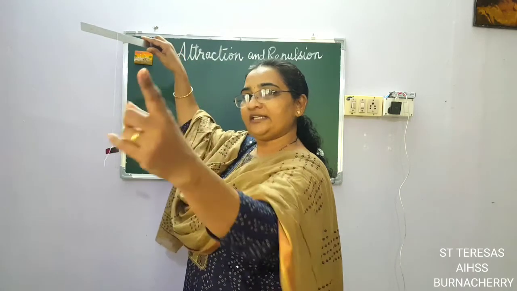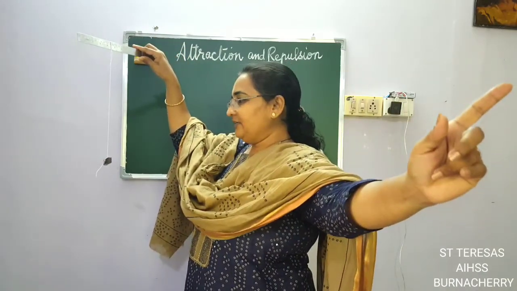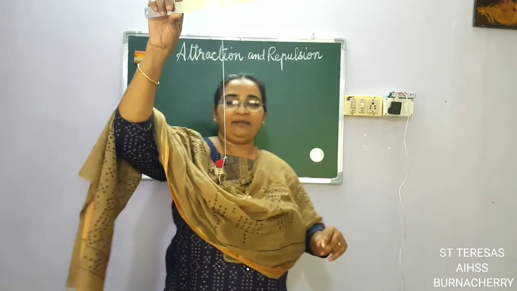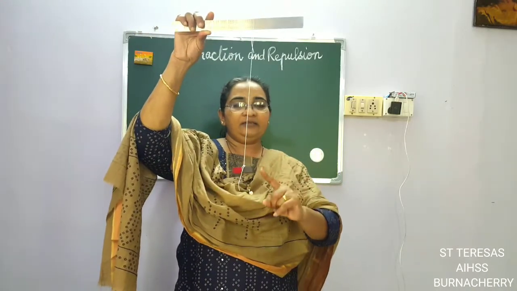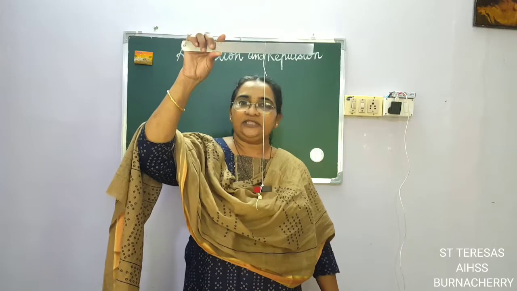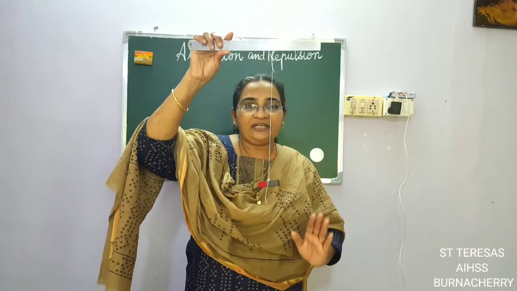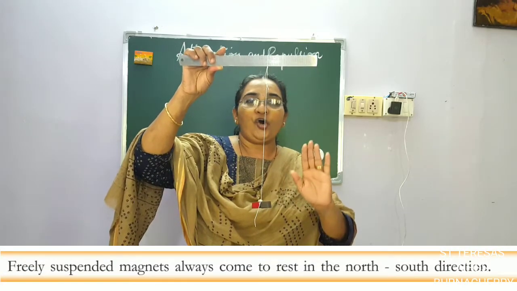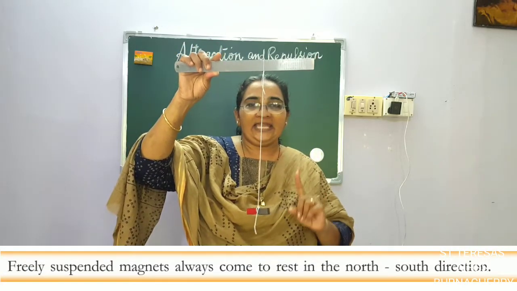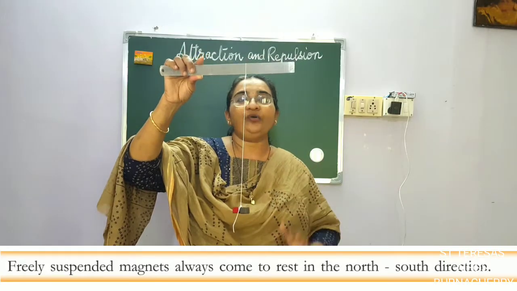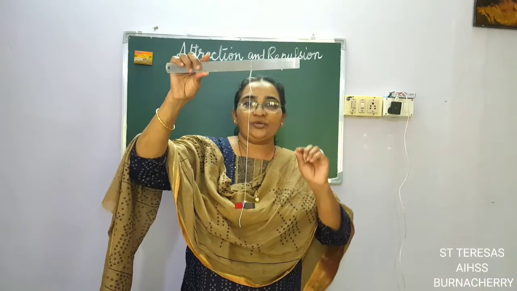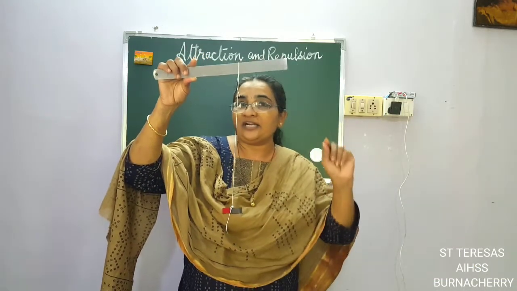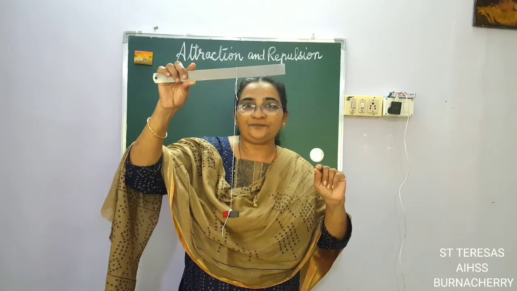The north is not actually here, it is this side. Again I am turning, and when I am turning, the magnet is showing the north itself. So what did we learn from this? A freely suspended magnet always comes to rest in the north-south direction. So if you have a magnet with you, can't you find out the north of your home?